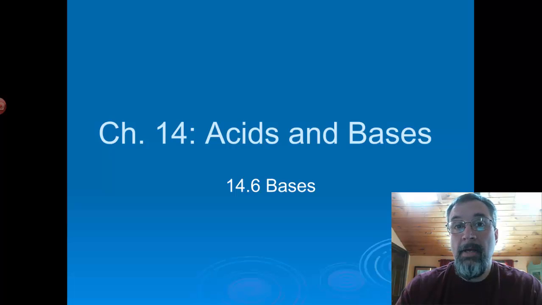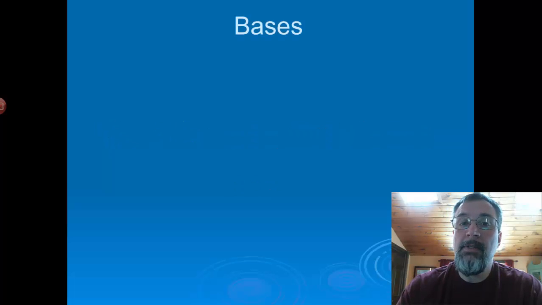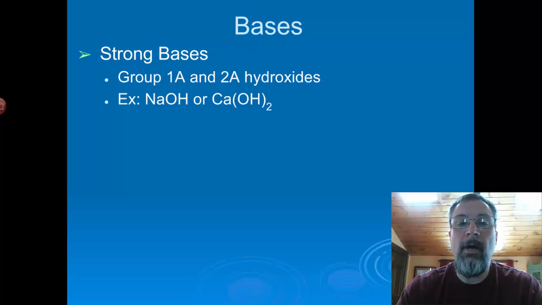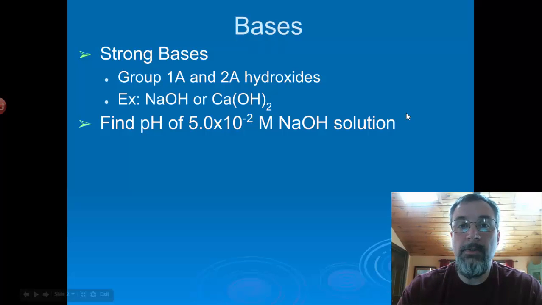All right, so let's talk about bases now. We can treat bases the same way. How do you tell if they're strong or weak? Well, strong bases are simply the group 1A and 2A hydroxides. Those are the easy ones to remember. So any group 1A or group 2A hydroxide is a strong base. Everything else is going to be considered a weak base. Okay, so sodium hydroxide, calcium hydroxide are strong bases.